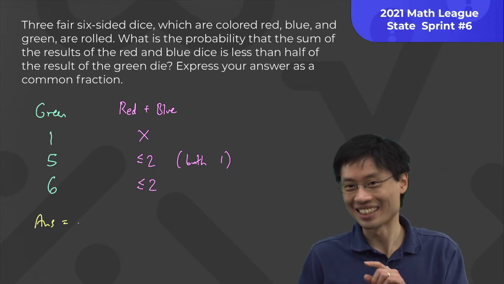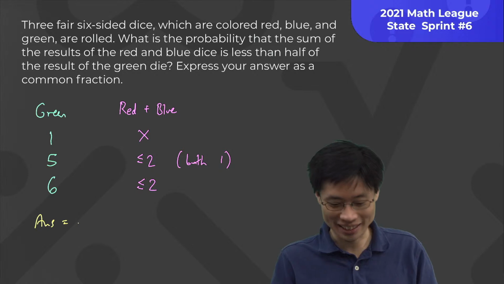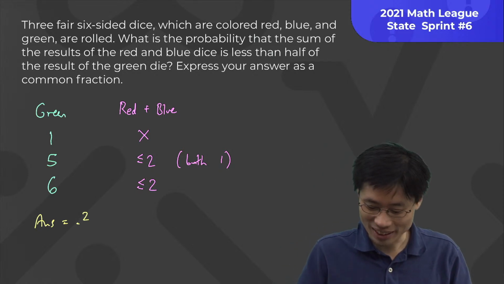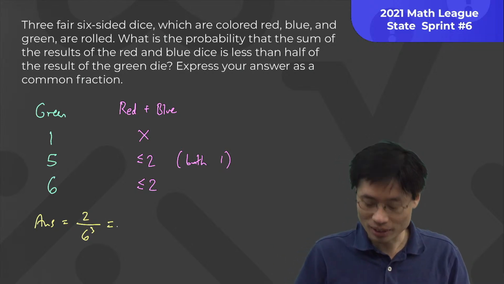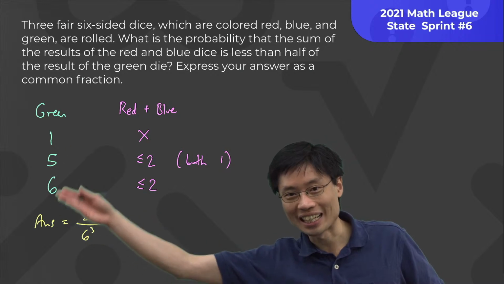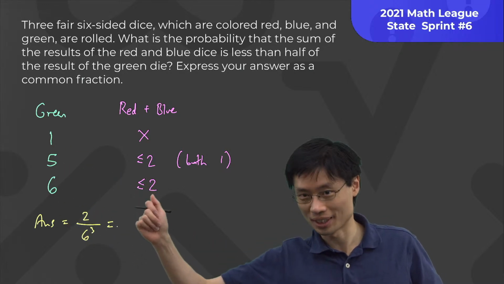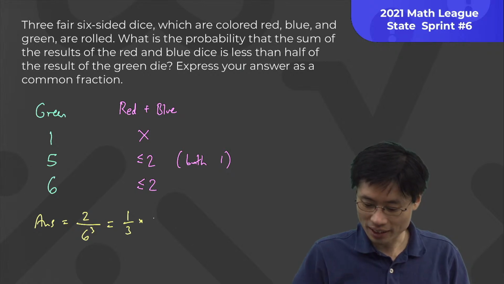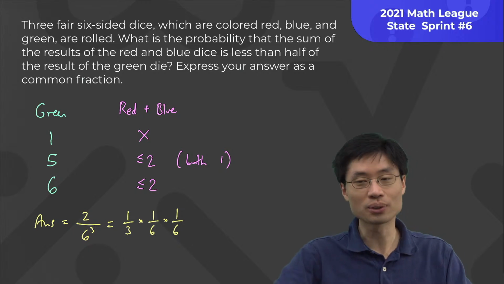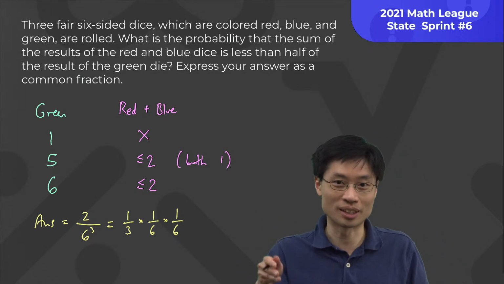I have a better way. I was going to take 2 divided by 6 cubed, because each of those dice has 6 options. But another way to see this is that the green die could be 2 out of 6 options. That's 1/3, being a 5 or a 6. And then the red is going to be 1 out of 6, and the blue is going to be 1 out of 6, because both the red and the blue are forced to be just the number 1.